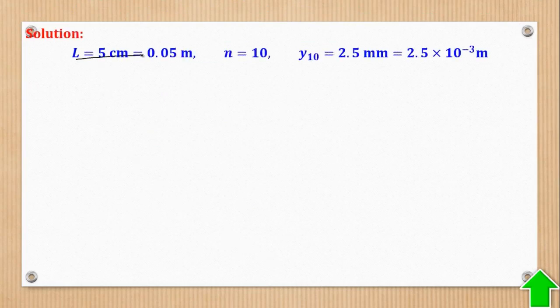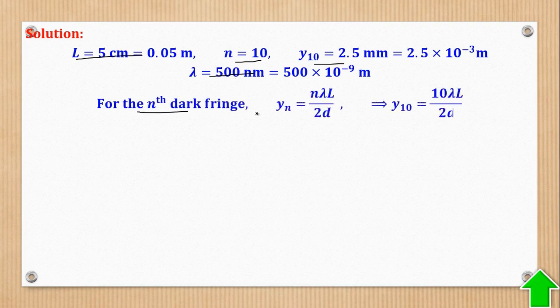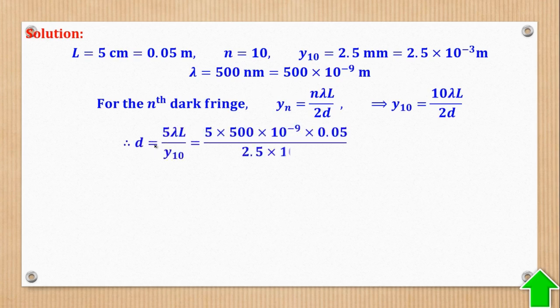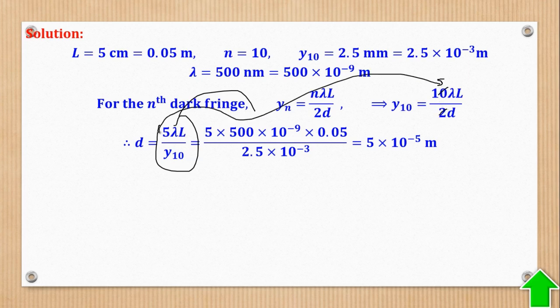So interpreting, capital L is this, n is that, Y10 is that, and lambda is that. Therefore, for the nth dark fringe, you will come up with this, the formula for Yn. n is 10, so put 10 where there is n. Therefore, d will be given by this, so substitute, lambda is that. Here we divided 2 by 10 and remain with 5. That is where this 5 is coming from. So lambda is this, capital L, and Y10 to come up with this as the thickness of the metal foil.